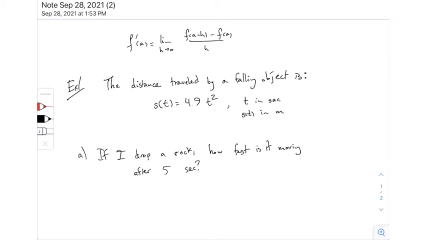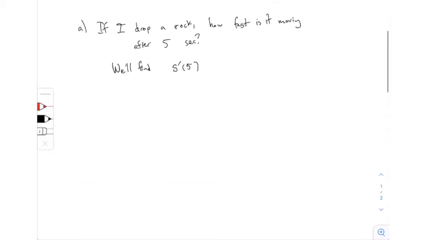So my strategy is I will find the derivative first of all, and then use, I want the derivative at 5 seconds. So we'll find s prime of 5, right? This is what we need to find in this problem. That's because we know the derivative of the position is the velocity, right? It's how fast the position is changing, that's what velocity means, okay?